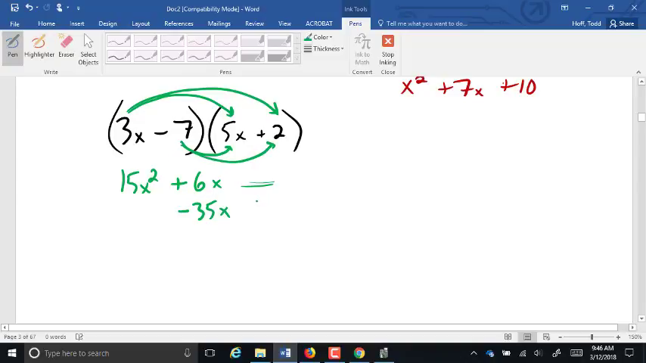Negative 7 and 2 make negative 14. And then I'll combine. Got my negative 14. 6 and negative 35 make negative 29x, and we have the 15x squared.